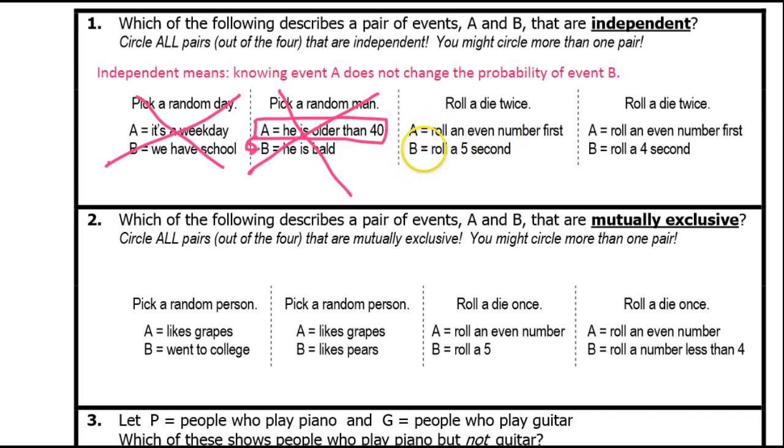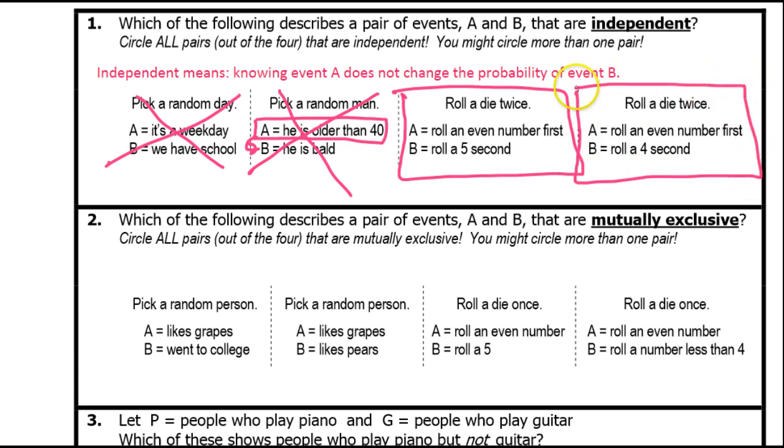So it really doesn't matter what these words are saying. Rolling an even number first, rolling a 5 second. It doesn't matter if you roll an even number or not. The probability of rolling a 5 is going to be the same no matter what. So this is independent. And same here. We're still talking about rolling a die. So no matter how you roll the first one, your second roll is going to have the same probability, regardless of what happens with the first roll.